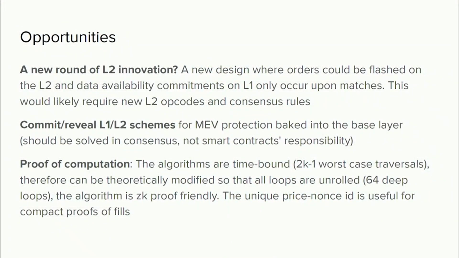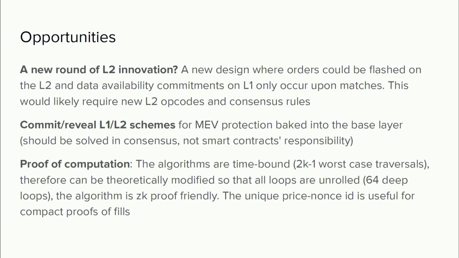So what are the opportunities here? I think when you can do an on-chain order book, we can do a new round of L2 innovation. With a lot of these roll-up constructions, the primary cost being borne is the cost of data availability on the L1. You take a transaction, you broadcast the call data on L1, or it gets bucketed together and broadcast on L1. But maybe instead, you flash the orders on the L2, and it's only when an order gets filled or partially filled that you even need to prove data availability.